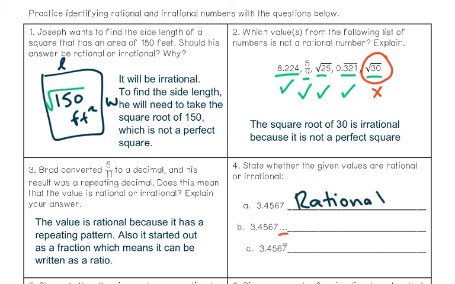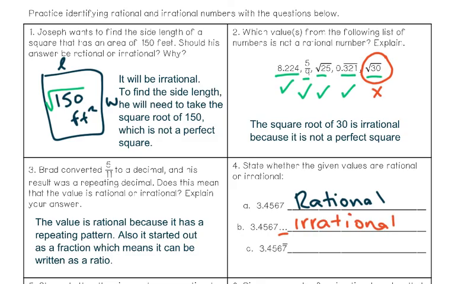B, however, has a dot, dot, dot, which means that it's going to keep on going forever. And there is no repeating pattern. So since nothing repeats, 4, 5, 6, 7 is going to go on forever without repeating. So that means it is irrational.